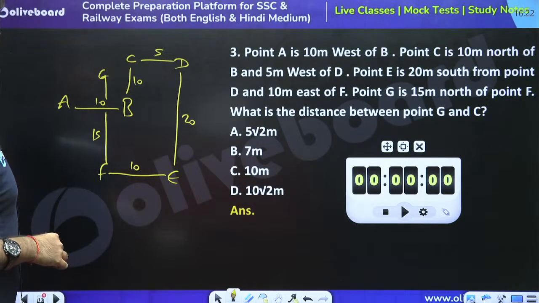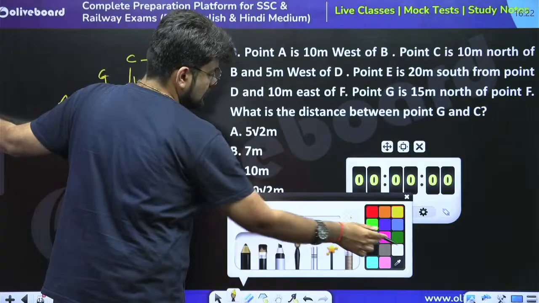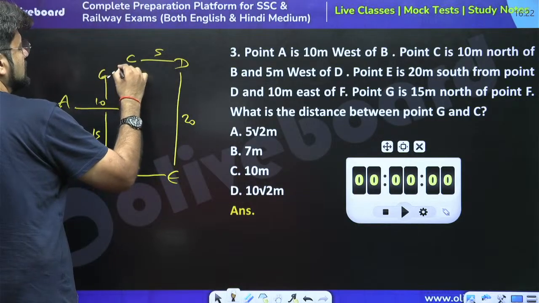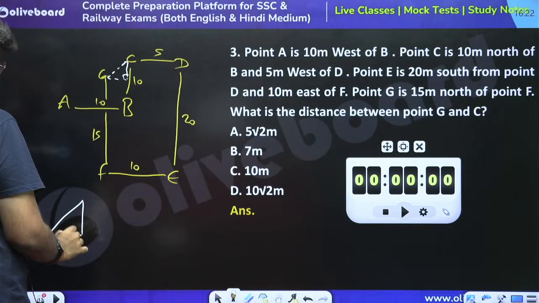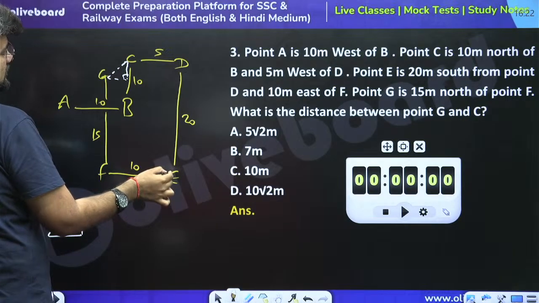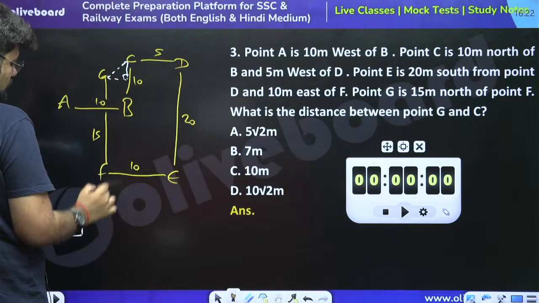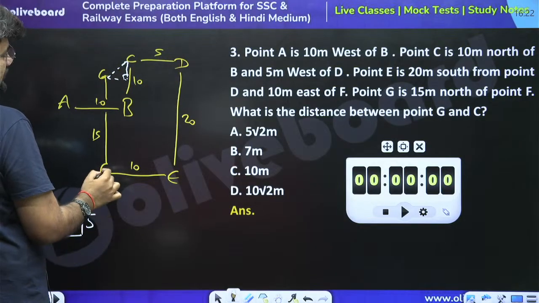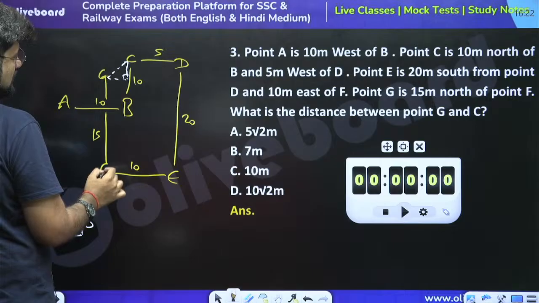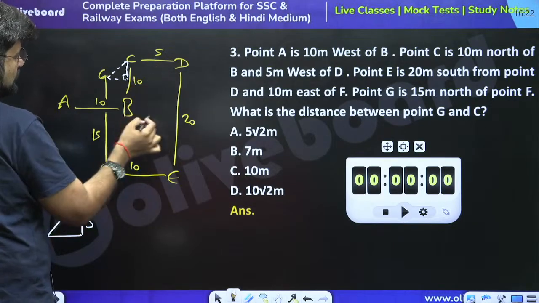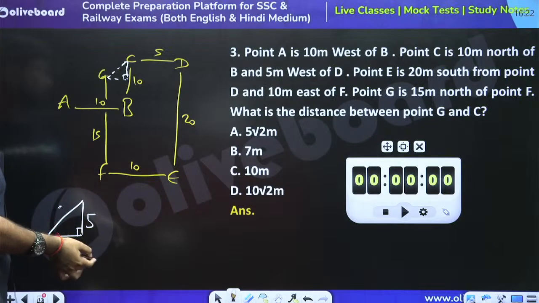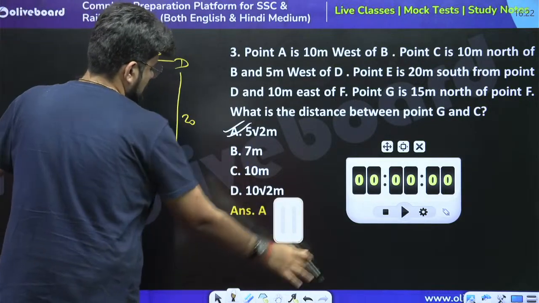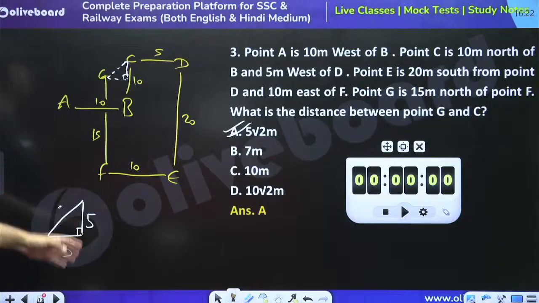What is the distance between point G and C? Great question. Distance between point G and C. This is the distance they are looking for. This is the triangle they are looking for. Okay. In this triangle, this is 20 and this is 15. So we are having 5 here, and this distance is 10 and this is 5. So this is 5 here. This distance is 5 root 2. Simple quantitative aptitude. No calculations required. 5 square plus 5 square under the root is 5 root 2. Next.